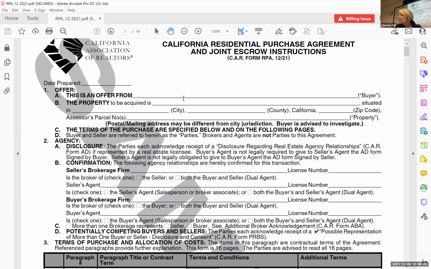Again, with buyer, especially with husband and wife, this is where I see errors. Guys, you don't say Mr. and Mrs. John Smith. You don't say Jane and John Smith. The contract, even if they have the same last name, should say John Smith and Jane Smith. So that's another thing I like to point out.